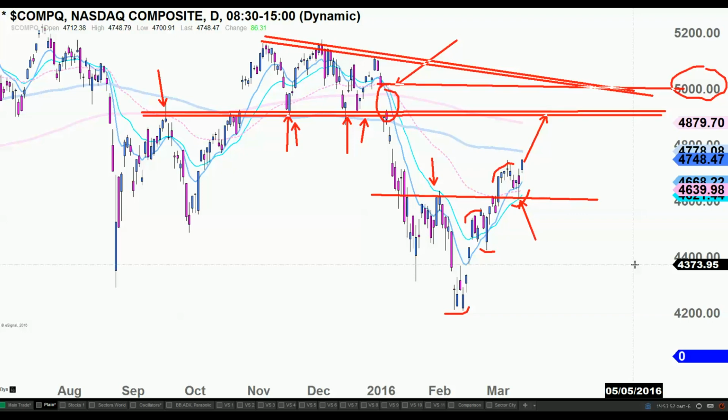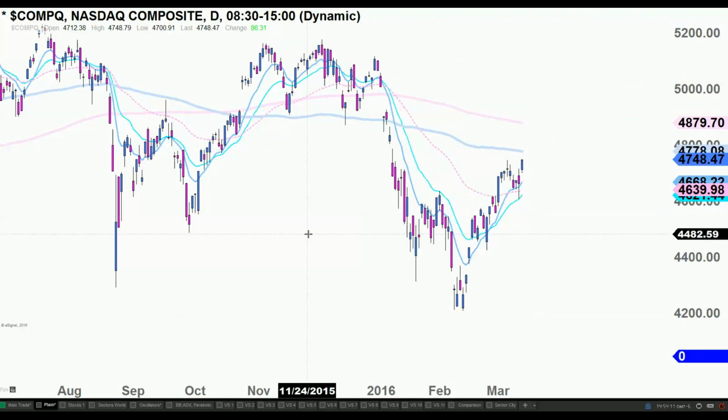I think a lot of people are watching those levels. That's probably going to act as strong resistance. But I think 4,900 is more of an intermediate to minor term resistance level coming up there, about 4,900. That is coinciding with the 200-day simple moving average. So those are the levels to watch in the coming few weeks. Lastly, let's look at Russell 2000.